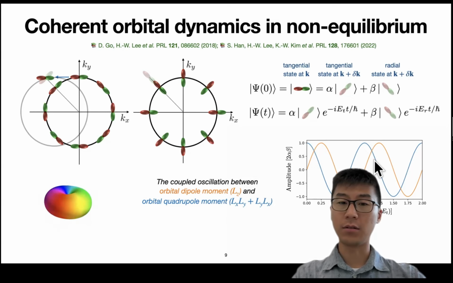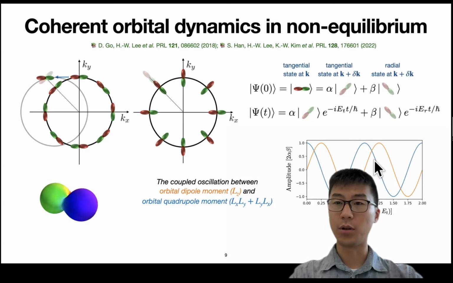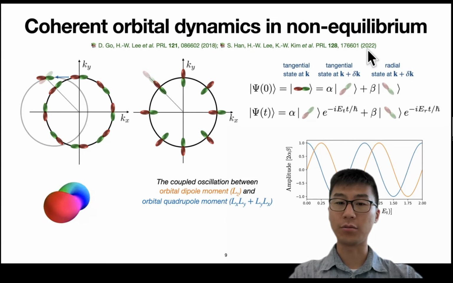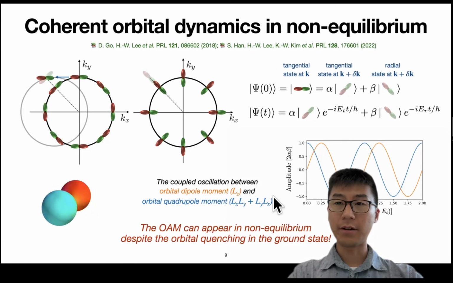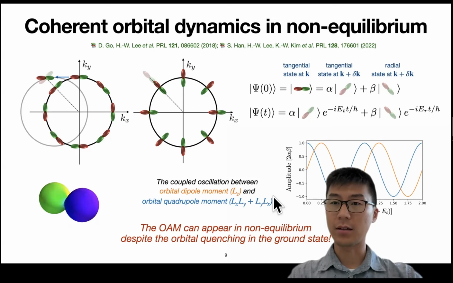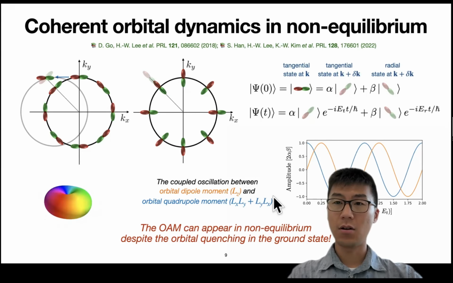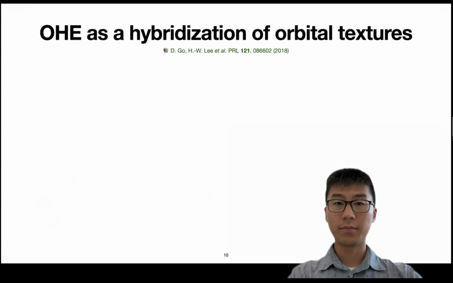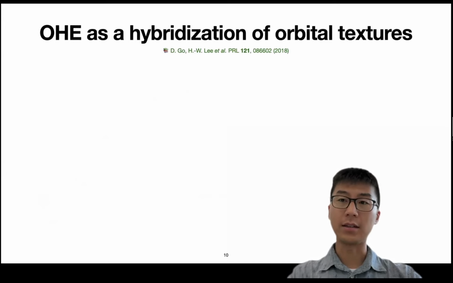And the coupled oscillation between orbital quadrupole moment and dipole moment seems like quite a general feature of orbital dynamics, as was pointed out in this paper by Han et al. 2022. But the very important message here is that even for orbitally quenched systems, orbital angular momentum can appear in non-equilibrium through quantum mechanical coherent dynamics of orbital textures. And this is in fact what is happening in DC electric field.